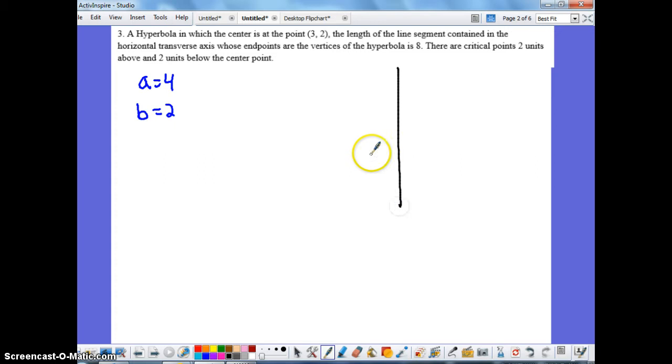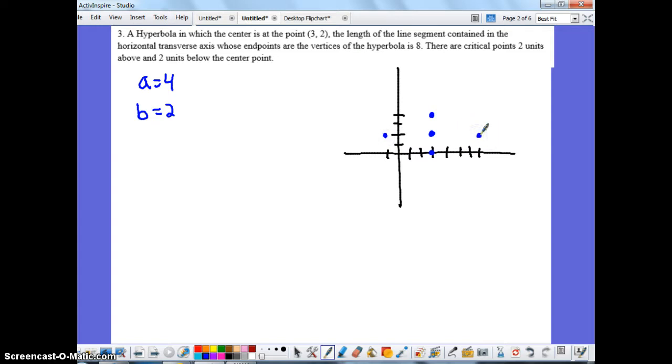So I'm going over 3, right 2. All right, I'm going to plot that point. That is my center. If you remember, it says the critical points 2 units above and below the center point. When I do that, again, that's coming up and down. That's vertical, the opposite of where it says the horizontal transverse axis. So that's why you know it's the b. The transverse axis distance was 8, so we're going 4 to the left and 4 to the right. So I'm going to plot those points to the left and to the right.